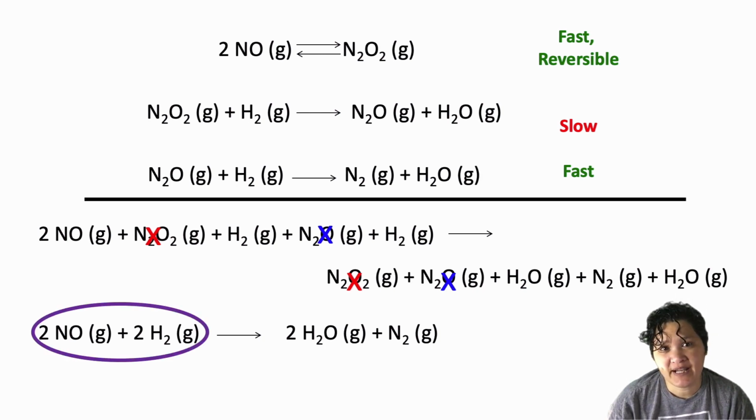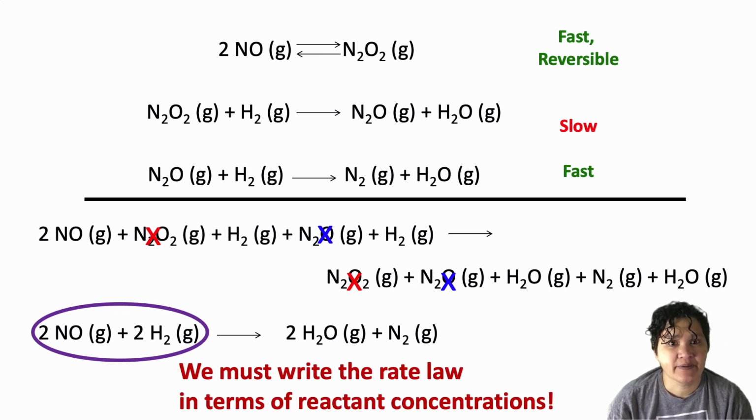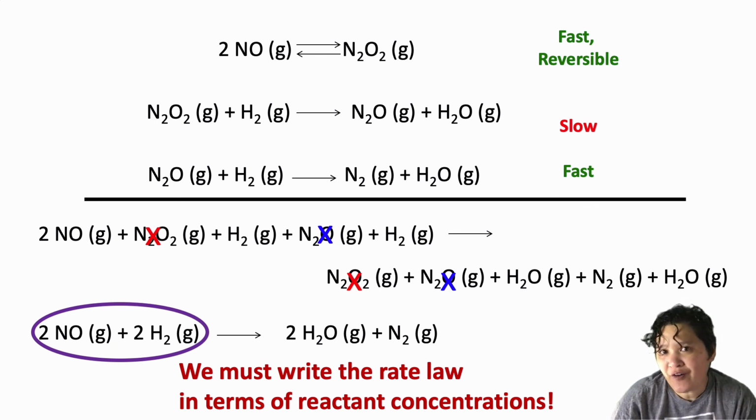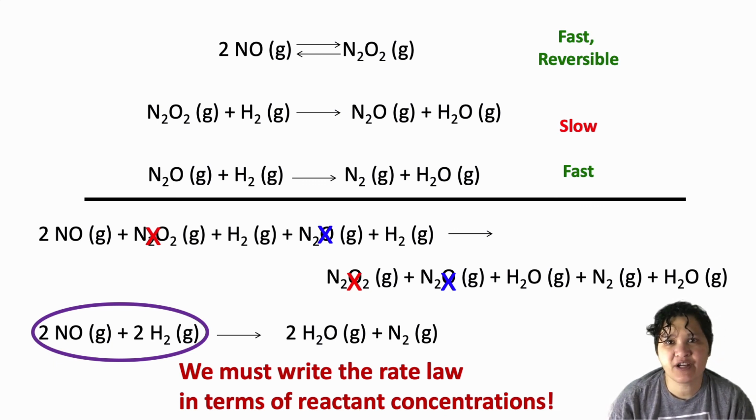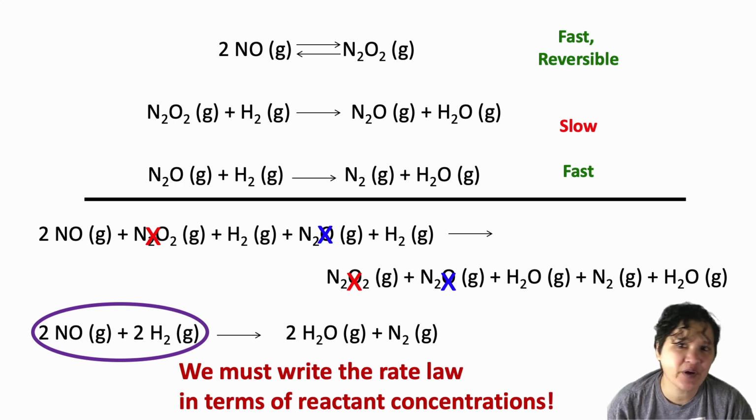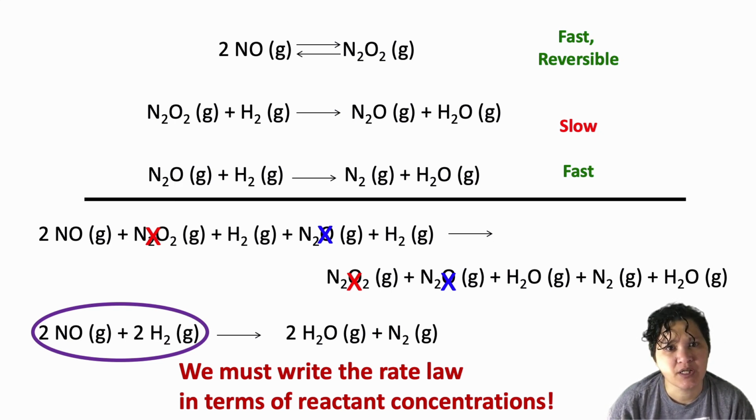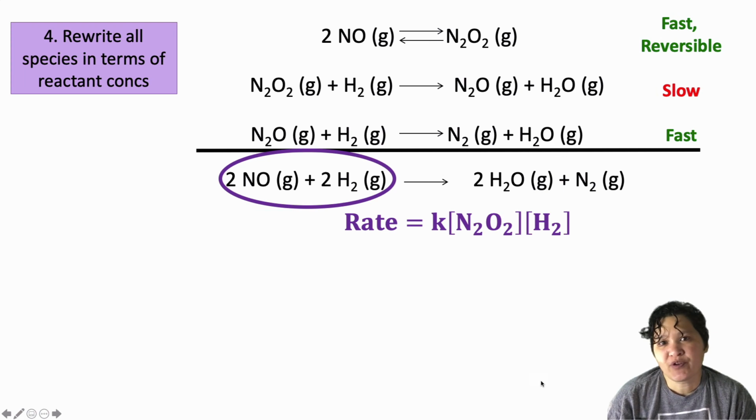Now, if you look at the reactants, you see that N2O2 is not there. We determined earlier it was an intermediate. We have to write the rate law in terms of reactant concentrations. Why? Because we can measure them. Intermediates like N2O2 often only exist for teeny tiny fractions of a second, so we can't figure out rates based on their concentration. So here's both our net balanced equation and our rate law.